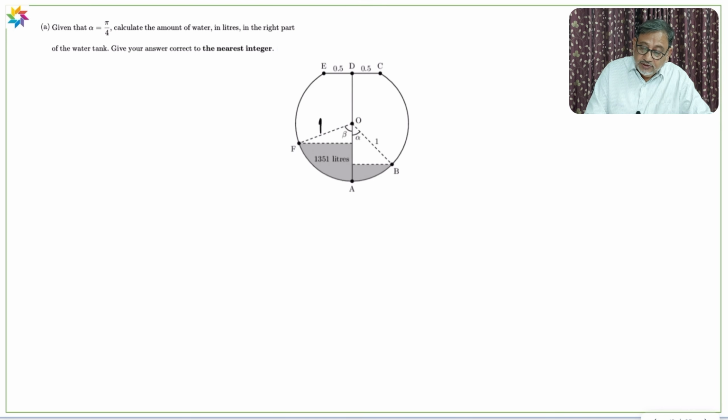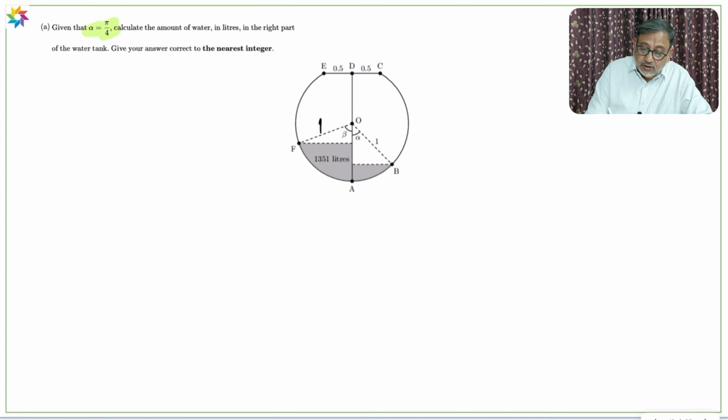Okay. This angle is already given, alpha. See, alpha is pi by 4. So now our problem is easy, because the radius is 1 unit. So what we will do, we will find the area of the sector minus the area of the triangle, right?